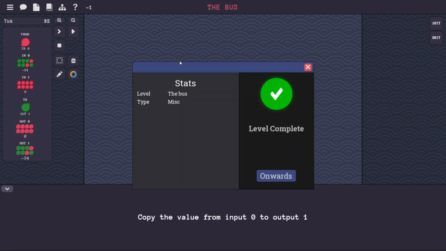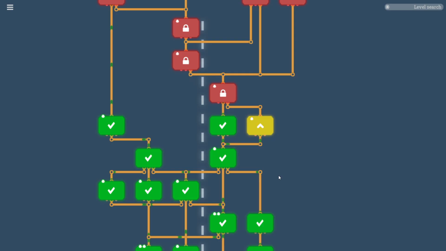And that's our bus level. And onward. And I think that's about it for our class. We'll continue from saving gracefully in the next class. So bye.